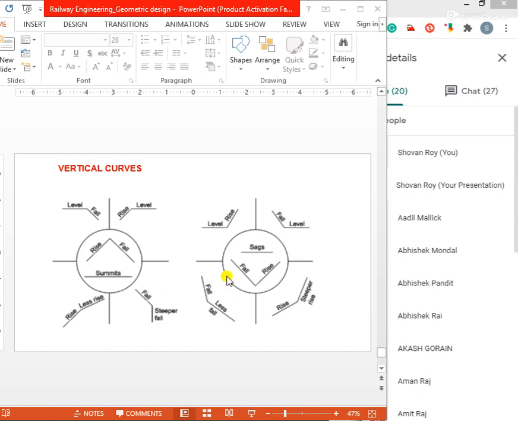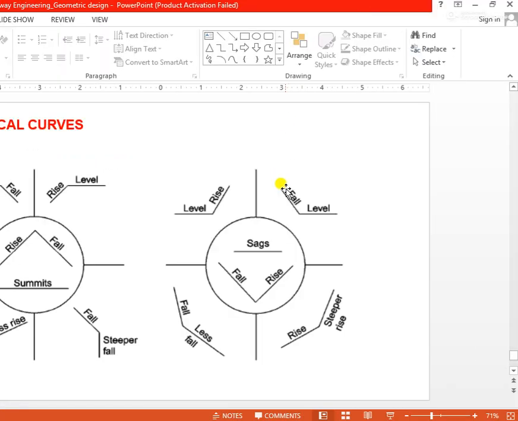An angle is formed at the point where two different gradients meet, forming a summit or sag. Suppose for these figures, the first two figures are there. For the first figure, suppose this is the level already written. First is fall, then rise, and that kind of situation is created.